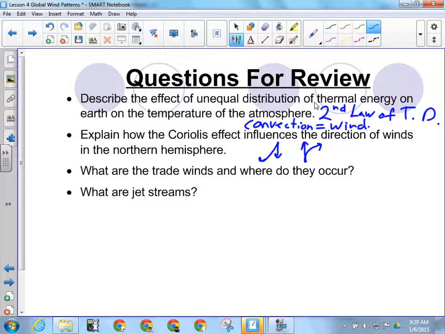All right, number 3. What are the trade winds? Well, they're easterly winds that are where? At the equator. They are equatorial easterlies.